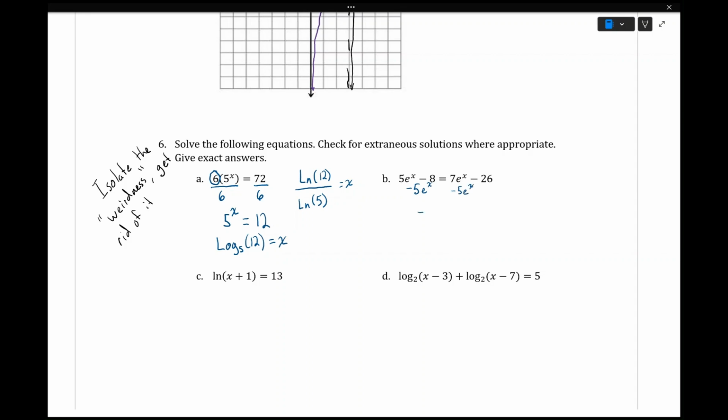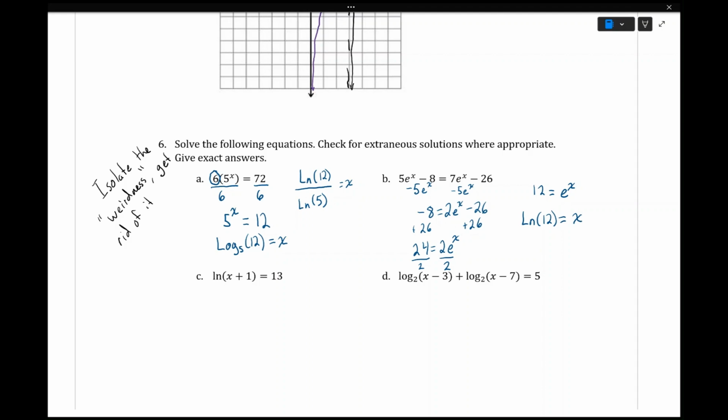I end up with negative 8 equals 2e to the x minus 26. Once again, I'm going to isolate the weirdness, the exponential. I'll add 26 to both sides, and I get 24 equals 2e to the x. I'll divide by 2, so I get 12 equals e to the x. And now I can switch that to logarithmic form. So that 12 becomes the input of a logarithm, and that x is its output. So I know that the answer is natural log of 12.